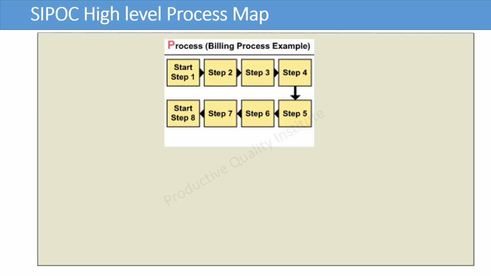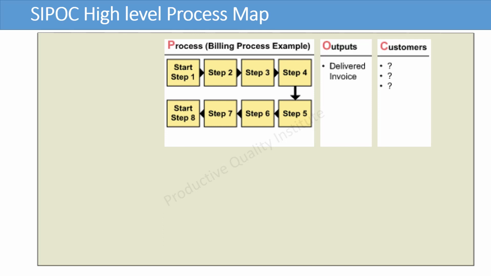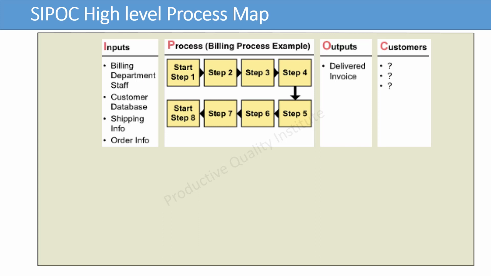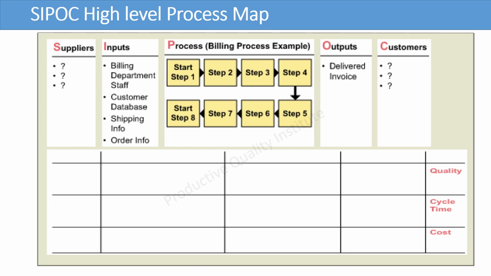2. Begin with the process. Map it in 4 to 5 high-level steps. 3. Identify the outputs of this process. 4. Identify the customers that will receive the outputs of this process. 5. Identify the inputs required for the process to function properly. 6. Identify the suppliers of the inputs that are required by the process.